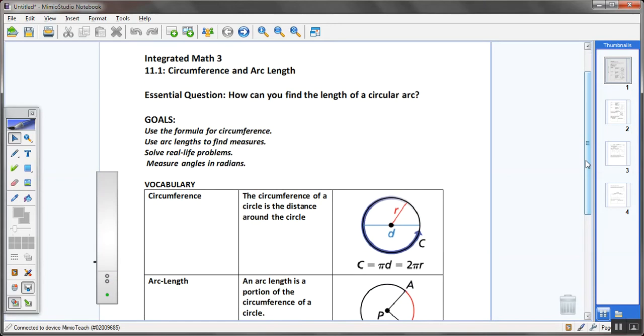11.1, we're still dealing with what shape in this chapter? Circle. Looking at circle stuff, circumference and arc length specifically. Volunteer to read my question for me. How can you find the length of a circular arc?